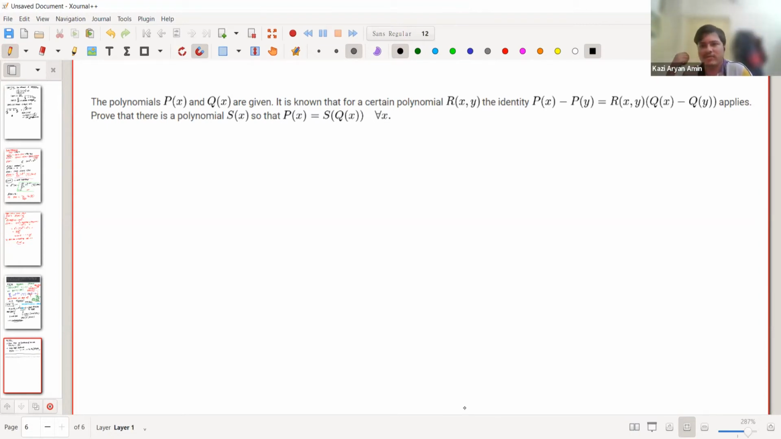One thing about the problem is it doesn't matter a lot what r of x, y is. What's really important in the problem is that q of x minus q of y divides p of x minus p of y. That is literally the meat of the problem, and you have to try to understand how to incorporate that in whatever techniques you use.